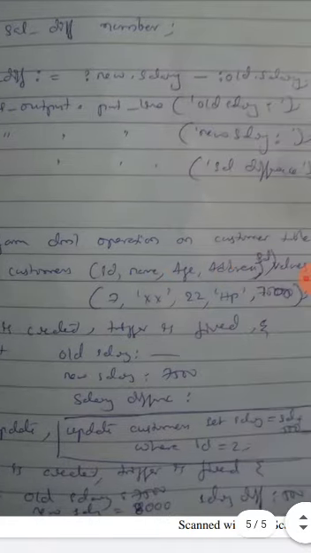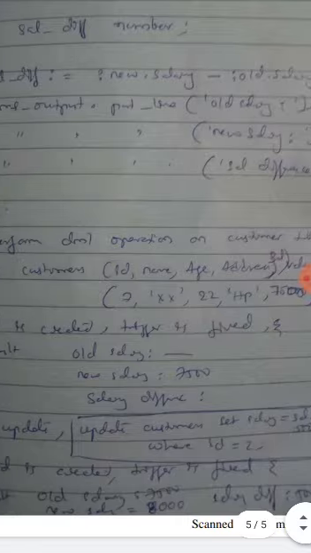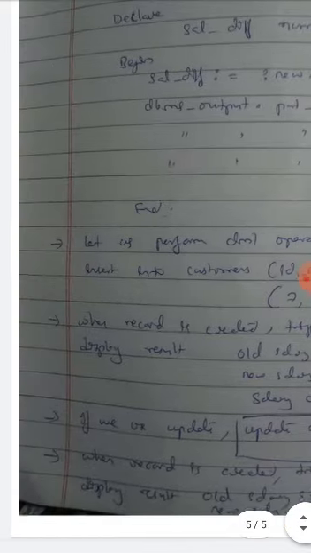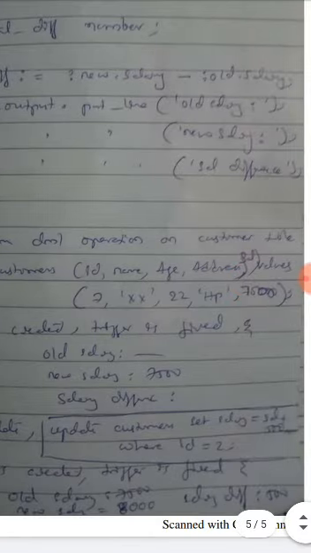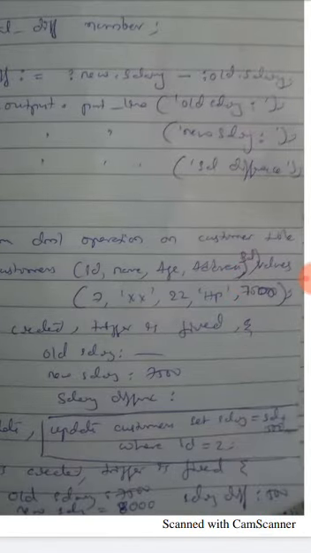What is the old salary? Till now there is no old salary. What is the new salary? 7500. And the salary difference, if there is an old salary, it's going to subtract. So there is no old salary. So I am doing one more operation: update customers set salary equal to salary plus 500 where id is equal to 2. So for id 2 I am adding 500 rupees.